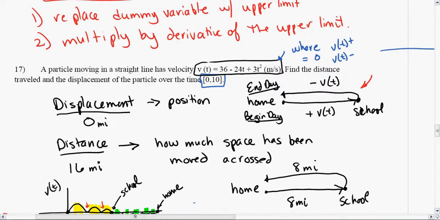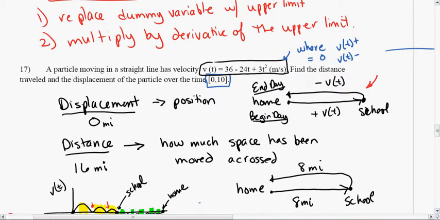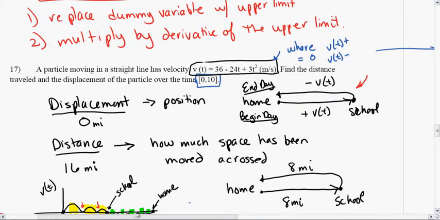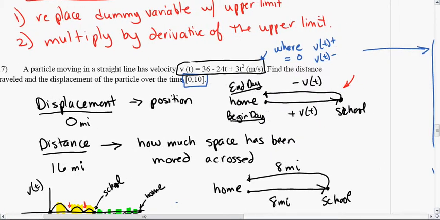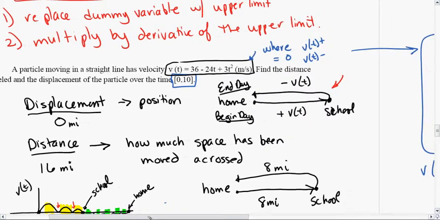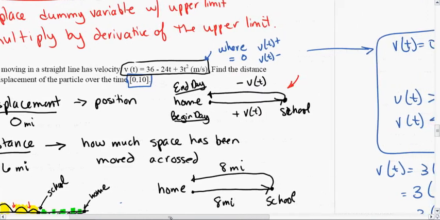So we're still looking at the same equation, same function. V of t equals 36 minus 24t plus 3t squared meters per second. And if we're looking for displacement, we want to know where the particle ends up at the end of 10 seconds.